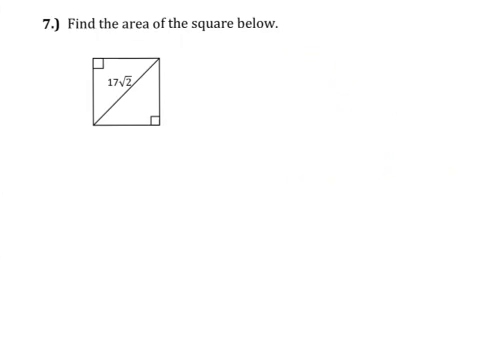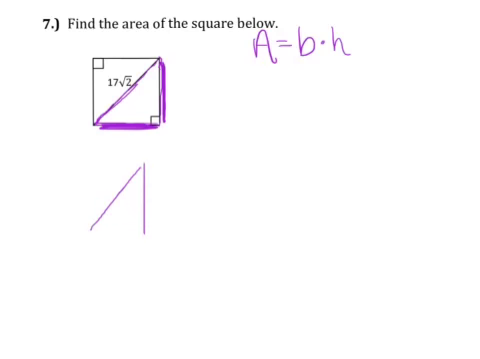Number 7, find the area of the square below. So the formula for area of a square is base times height, or length times width, or side times side. Now this time we're given the diagonal here. So we have to recognize that we actually have a 45, 45, 90 triangle in here. That'll help us find our missing base, which is going to also be the same length as our height.